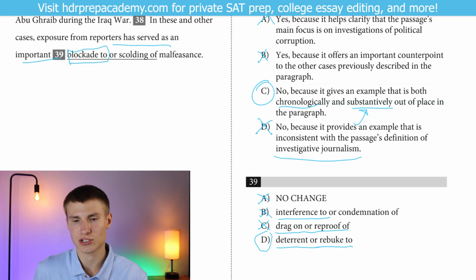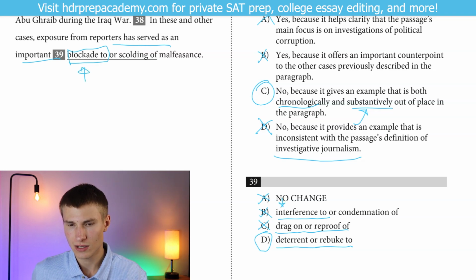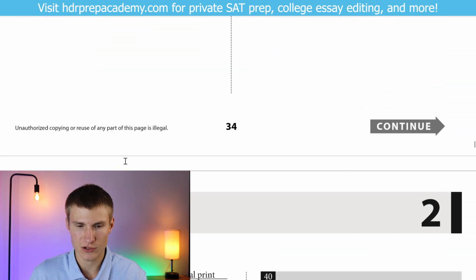And then answer choice D, it acts as an important deterrent to or rebuke to. Yes, okay, it's acting as a deterrent to because if someone does something wrong, it may show up in the newspaper and have consequences against them. But it's not an active blockade. It's not an active interference. It's not an active drag on. Also, drag on or reproof of would be not idiomatic there. So our answer has got to be D.